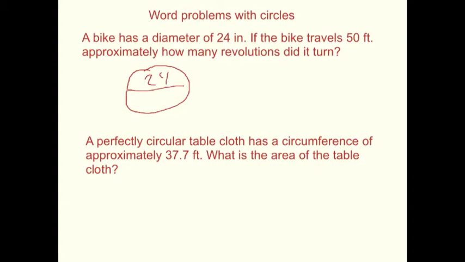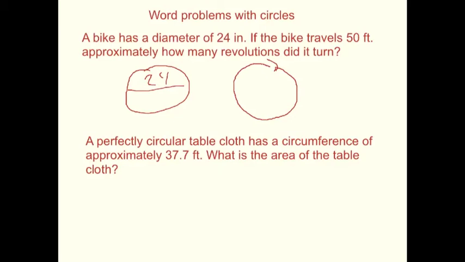If the bike travels 50 feet, approximately how many revolutions did it turn? So a revolution would be one full bike turn, otherwise known in what we're talking about as circumference. So I basically need to find the circumference of the circle to figure out how many feet it travels for one revolution. And then once I find that, I can figure out how many revolutions it would go for 50 feet.